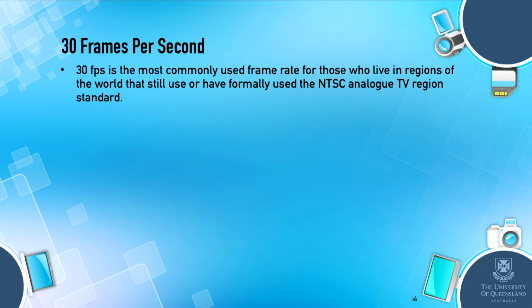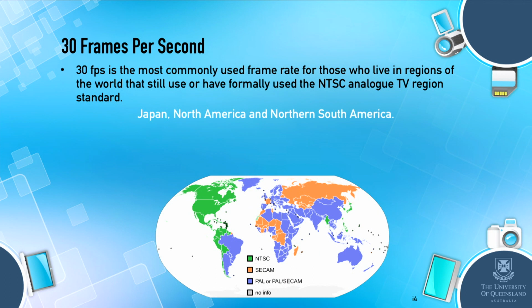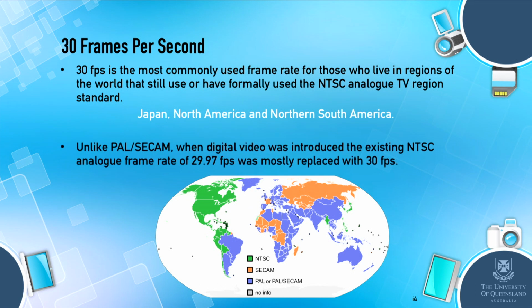30 frames per second is the most commonly used frame rate for those who live in regions of the world that still use or have formerly used the NTSC analog TV region standard. These include, but again are not limited to, Japan, North America, and North and South America. Unlike PAL, when digital video was introduced, the existing NTSC analog frame rate of 29.97 frames per second was replaced with 30 frames per second.